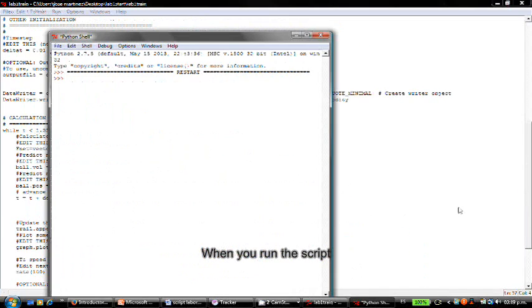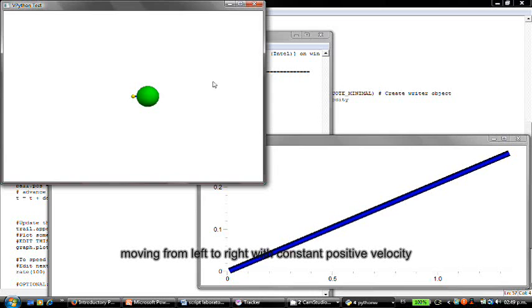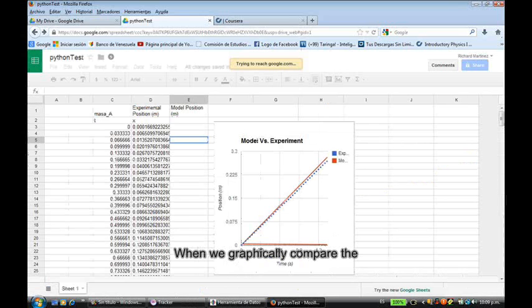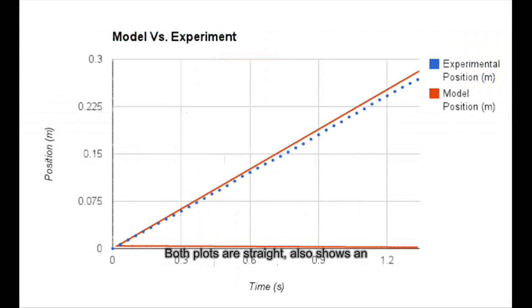When you run the script, you have the model of a particle moving from left to right with constant positive velocity. When we graphically compare the theoretical model with the experiment, these are the results. Both plots are straight lines. It also shows an experimental variation, since it is not in fact satisfied that the sum of the external forces on the system is zero.